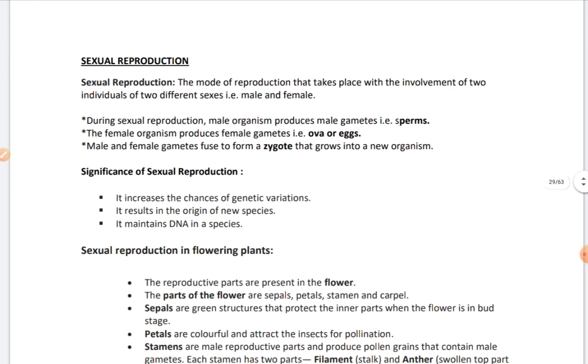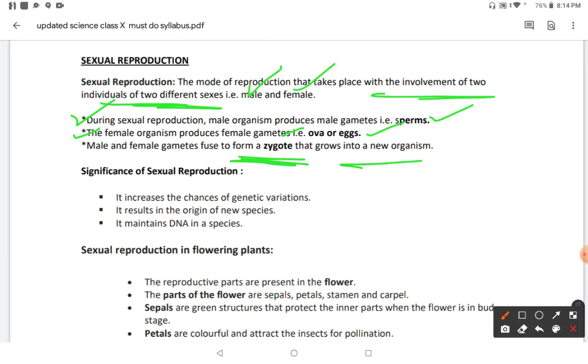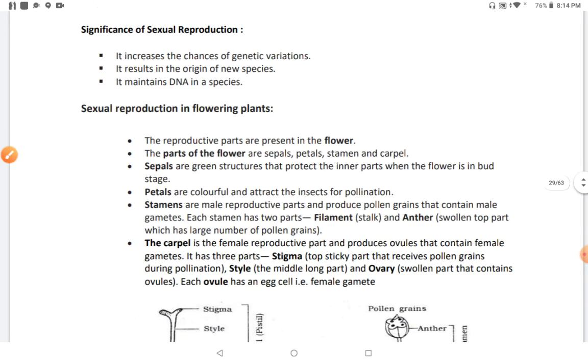Now the next one is sexual reproduction. What is sexual reproduction? Sexual reproduction is a mode of reproduction which takes place with the involvement of two individuals of different sexes, like male and female. During sexual reproduction, male organisms produce male gametes that are called sperms, and female organisms produce female gametes that are called ova or eggs. Male and female gametes fuse together to form a zygote, and that grows into a new organism. This is about the process of sexual reproduction.